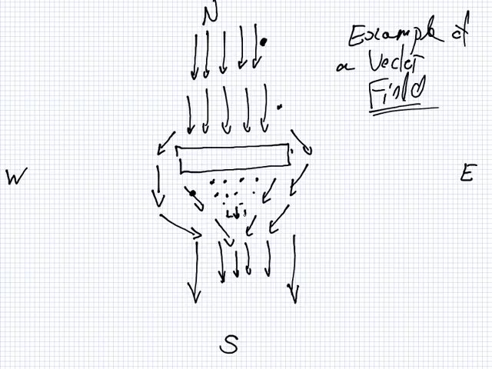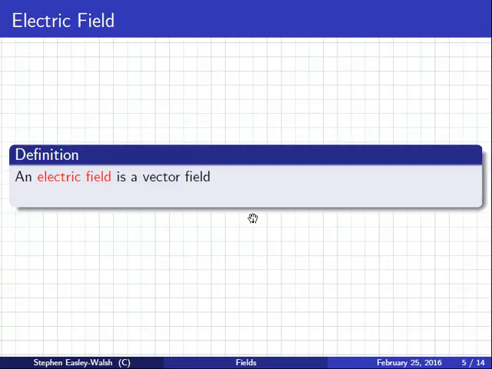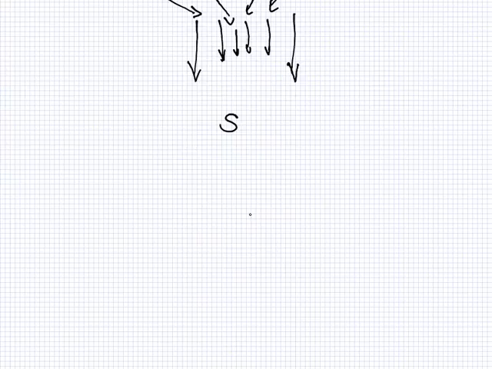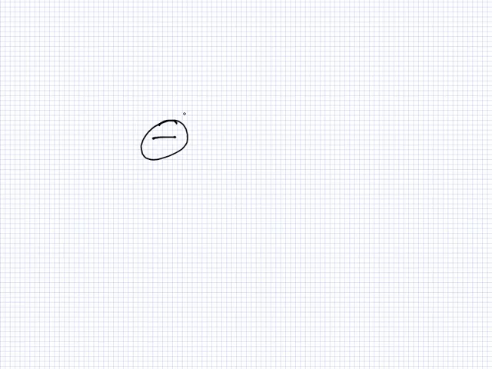So that's a vector field. An electric field is a vector field that shows the direction that a very small positive charge would move when placed in the field. So just again, before you write this down, for example, here is your proton, here are your electrons, we'll say a few electrons. Which way will the proton move? To the left, obviously. So there's a force to the left, so we can represent that by these arrows.